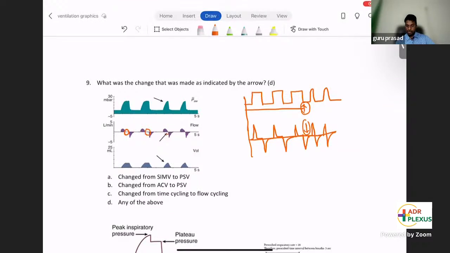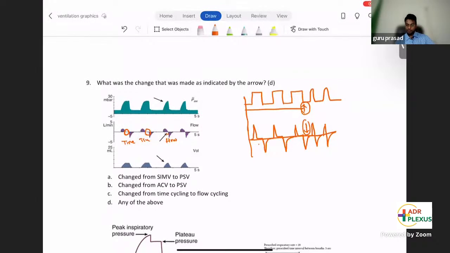Suddenly here it has changed to flow cycle ventilation. Till here time cycling is happening, and here suddenly flow cycling is happening. In time cycling you have this pattern, and if there is flow cycling, you will have this pattern. Many of you answered that it changed from time cycling to flow cycling. It is very right, but it is confusing, because if you see the answers, A, B, C, all are correct. I will tell you why.